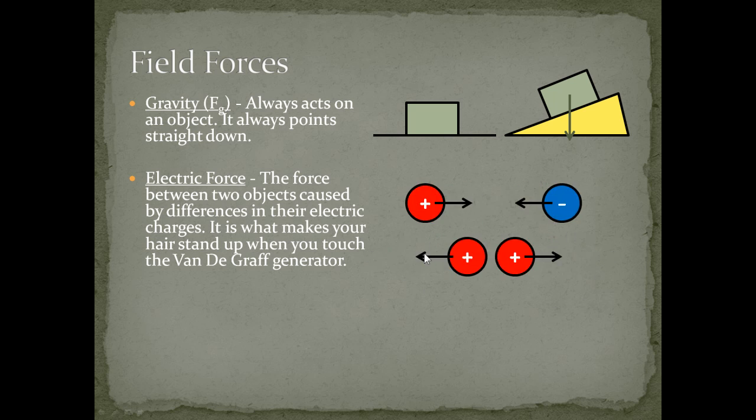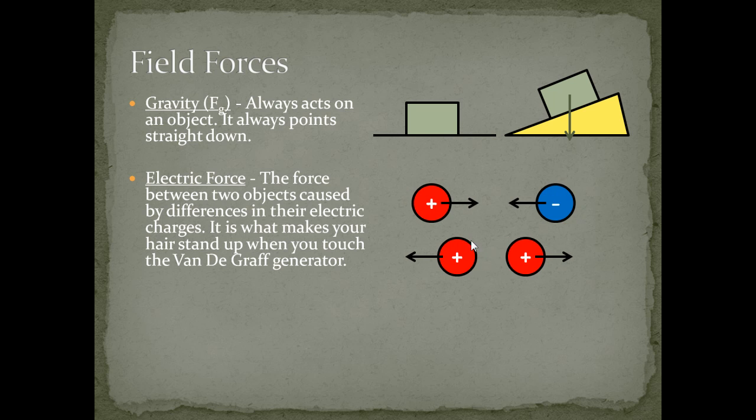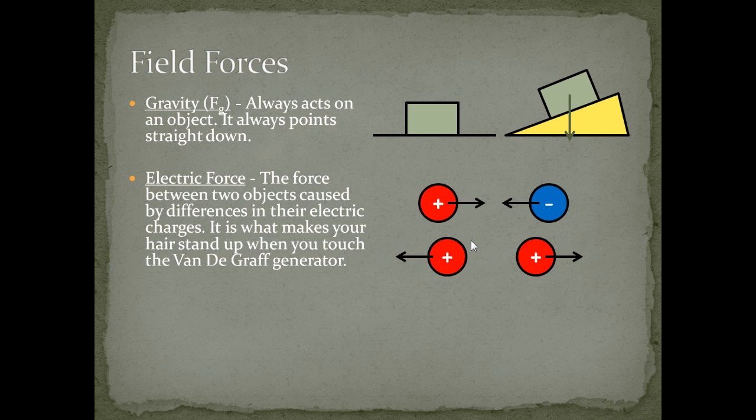In the second scenario, I have two like charges, two positive charges, and when I bring them close together, they want to repel and push apart. This is the part that causes your hair to stand up. Your hair gets a positive charge on it, and then the strands repel each other, so they try to get as far away from each other as they can, and they stand up to get as far away.